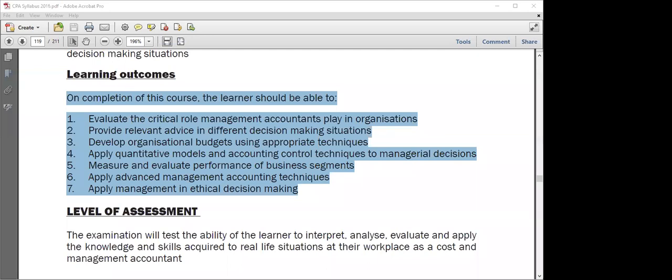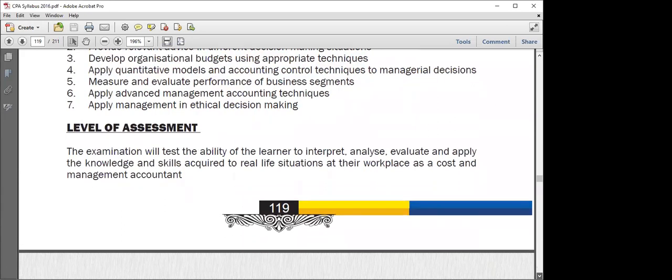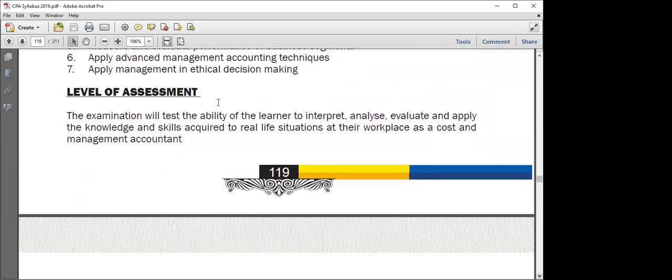So when we get down to the level of assessment, by level of assessment, we're looking at the exam. We're trying to see what exactly the examiner wants to examine us on. Now, this paper, because it's management decision and control, expects that you can interpret, analyze, evaluate, and apply the knowledge, of course the skills that you've gotten from here, relating to real life situations. Because most of these papers, they'll bring you different case studies, relatable issues that are actually happening at the workplace, and you're able to analyze a given situation.